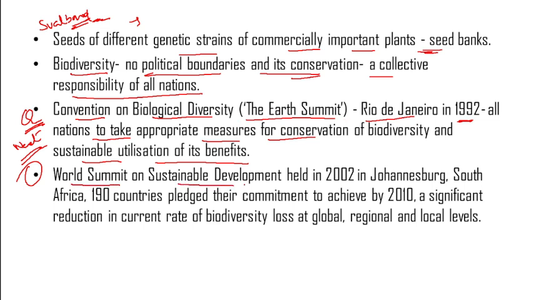The World Summit on Sustainable Development was held in 2002 in Johannesburg, South Africa. 190 countries pledged their commitment to achieve by 2010 a significant reduction in the current rate of biodiversity loss at global, regional and local levels.